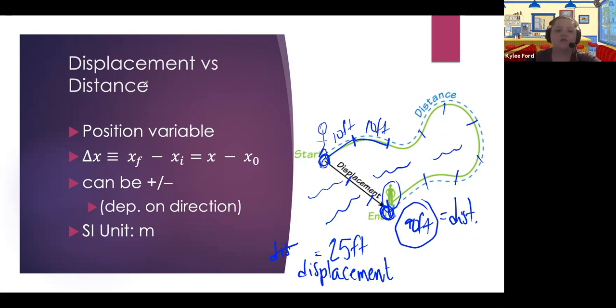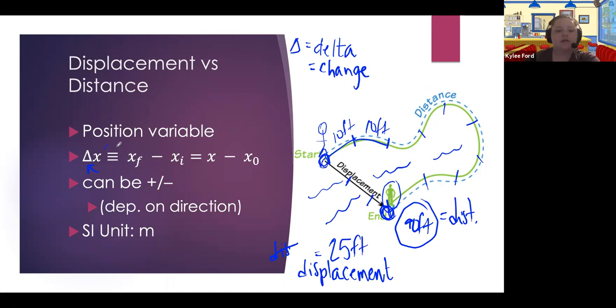Displacement is defined as follows. We are going to call this delta x. Delta is spelled like this, like Delta Airlines, and what it means is some kind of change. In this case, we're looking at a change in our x, so a change in our position.